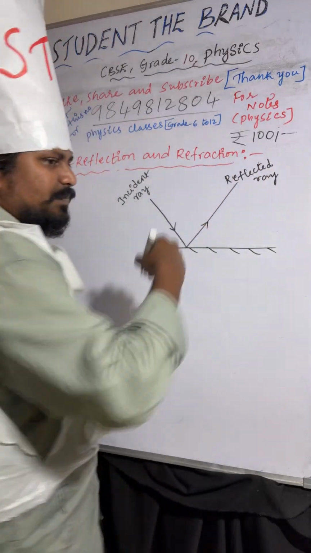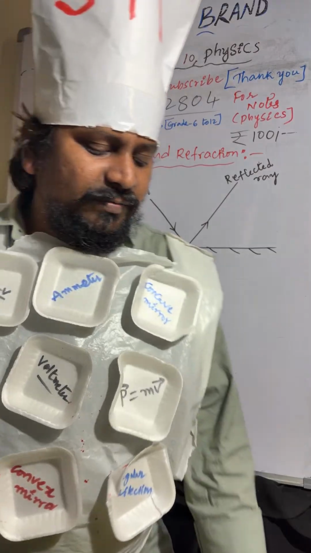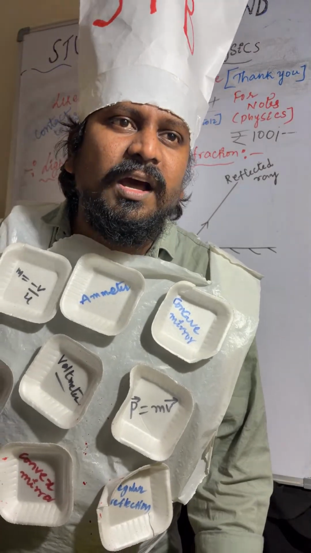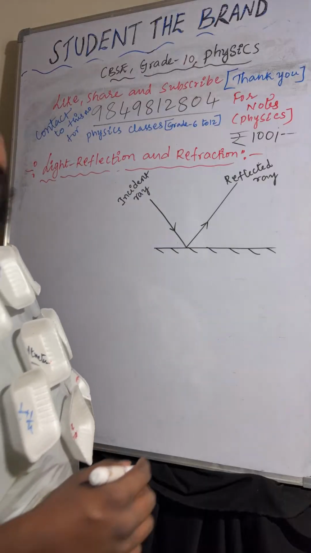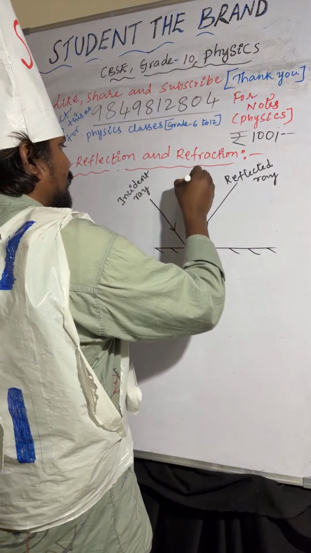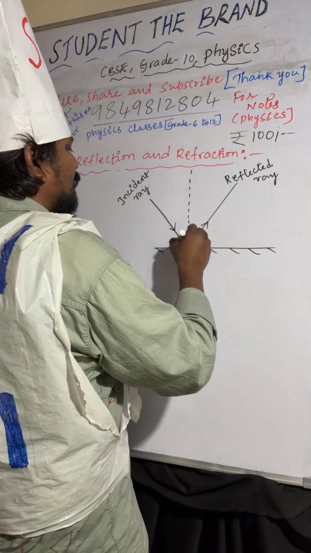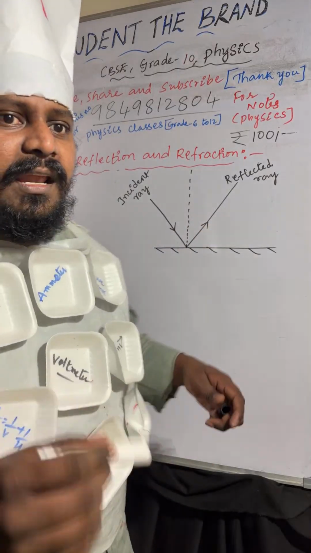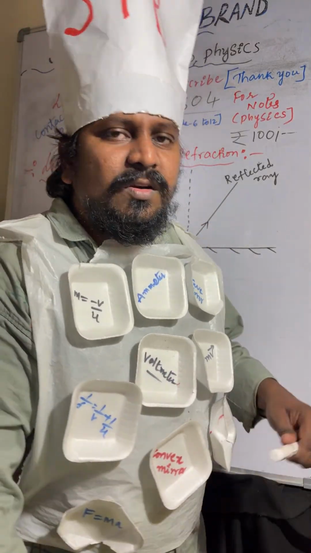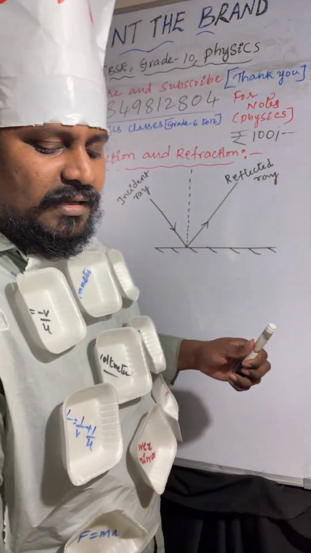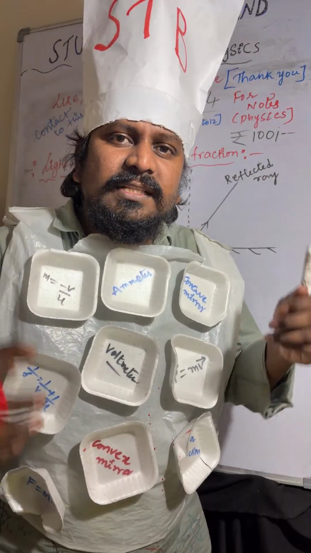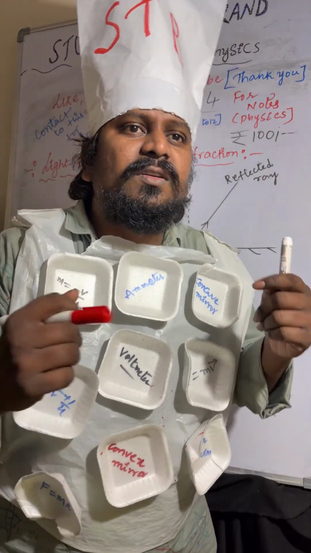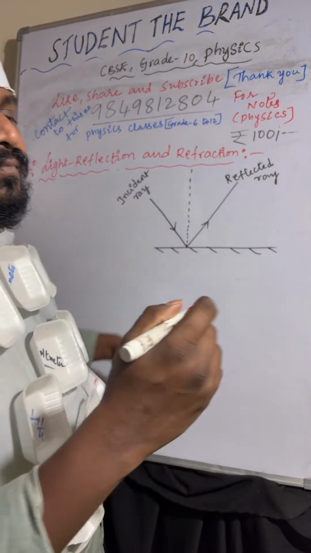The line which is perpendicular to the plane surface is called the normal line. Actually, that dotted line does not exist; for our understanding's sake, we are drawing the dotted line. The angle between the incident ray and the normal line is called the angle of incidence. The angle between the reflected ray and the normal line is called the angle of reflection.